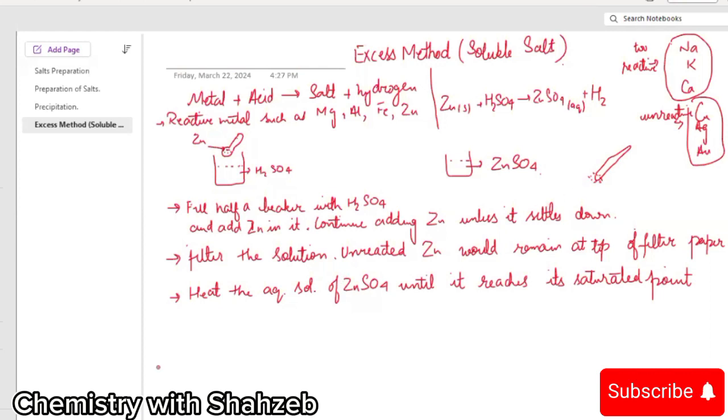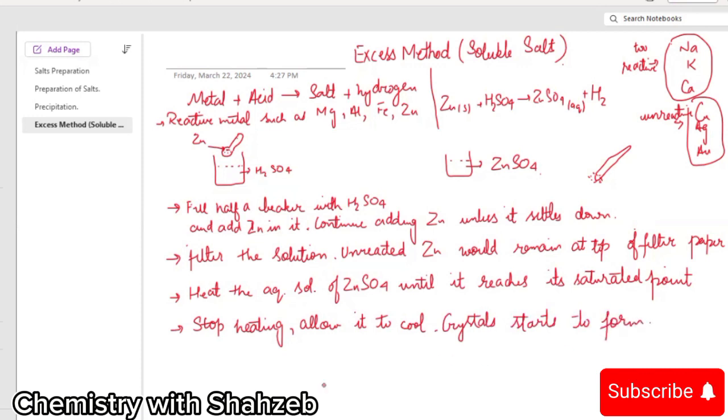So at that point, what are we going to do? We are going to stop heating and allow it to cool. So what happens? Crystals start to form.